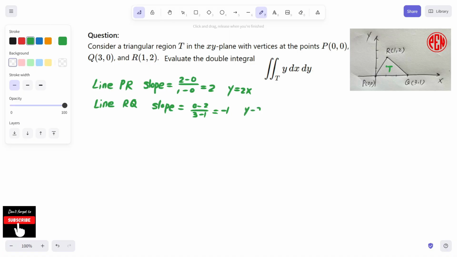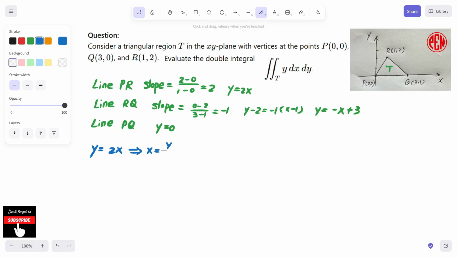Next, the line from point R to point Q. The slope here is 0 minus 2 divided by 3 minus 1, which equals negative 1. Using point slope form, we get y equals negative x plus 3. Finally, the bottom of the triangle, which connects points P and Q, lies along the x-axis. So that line is simply y equals 0.